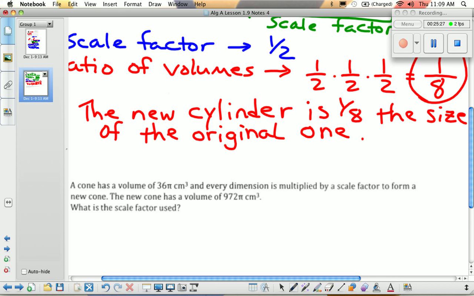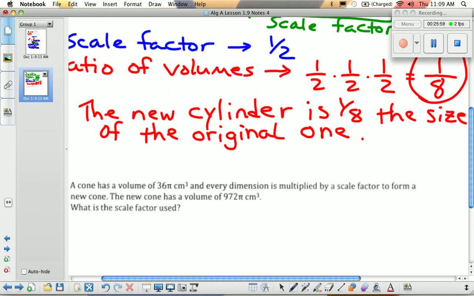Okay, let's move on to our last one. A cone has a volume of 36 pi centimeters cubed, and every dimension is multiplied by a scale factor to form a new cone. The new cone has a volume of 972 pi centimeters cubed. Is the new cone bigger or smaller? Bigger. That means the scale factor we get better be bigger than 1. Yeah, better be larger than 1 because they want us to find the scale factor.